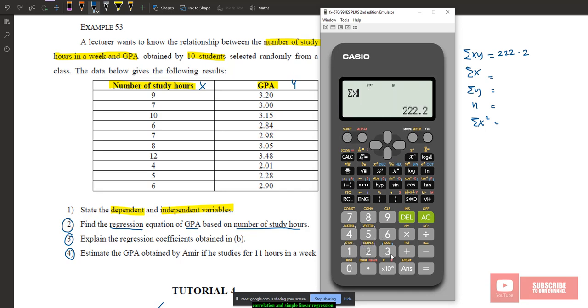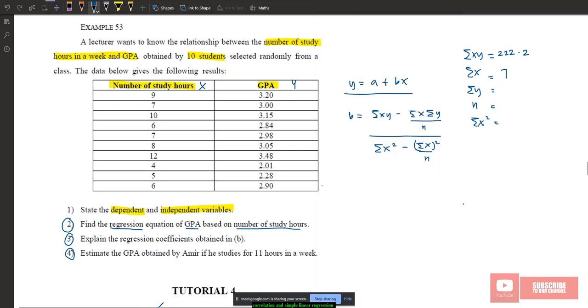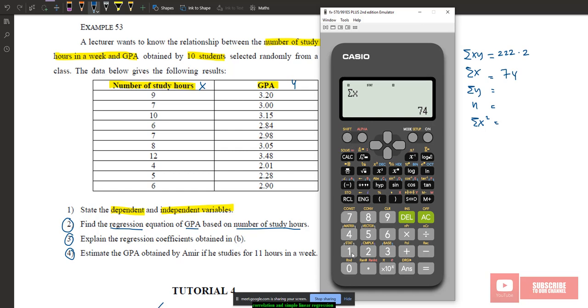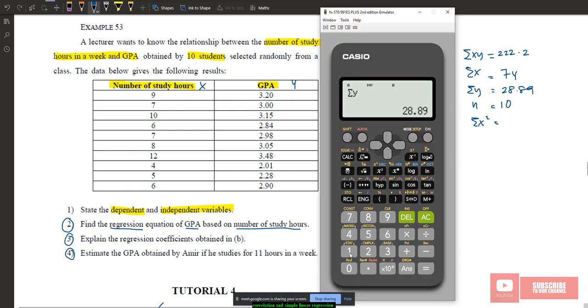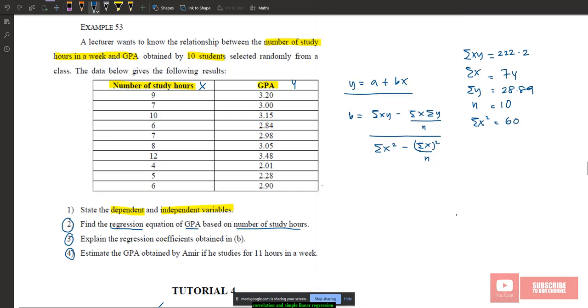Summation of X is equal to 74, and then summation of Y is 28.89, and n is equal to 10. Summation of X square is 600. Right? You just plug in the value into the formula. Remember, just plug in the value into the formula.